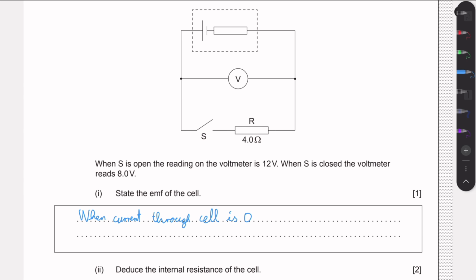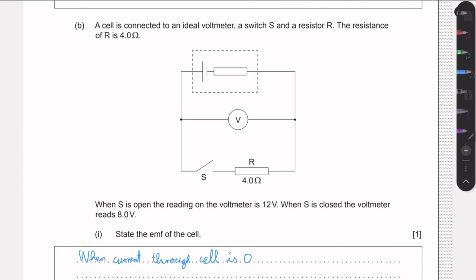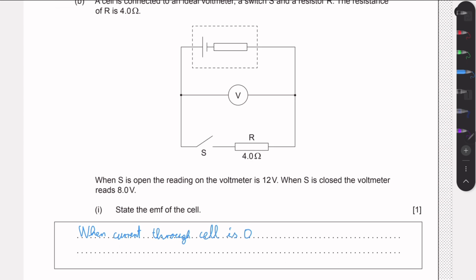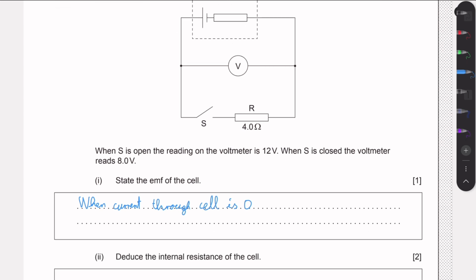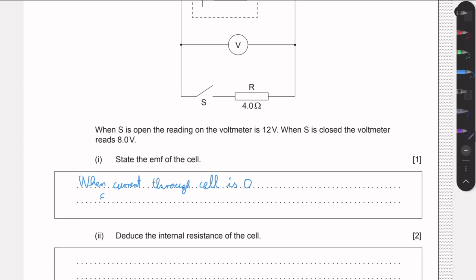the EMF. And well, when the switch S is open, we're going to have no current flowing in this way, as the circuit is broken, so there's no way for current to flow in this space here. So we're only going to have this as the circuit, and since the voltmeter is ideal, it has infinite resistance, so there will be no current flowing through the battery, and when that is the case, we measure 12 volts. And so the EMF will just be 12 volts.